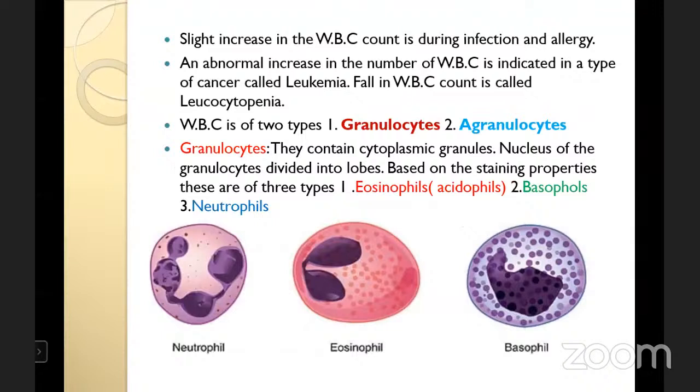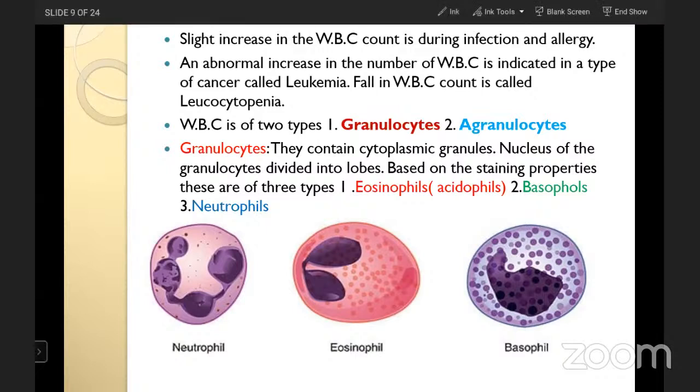Here, a slight increase in the WBC count occurs during infection and allergy. Usually when we have any infection in our body, the WBC count increases, which indicates that we have some infection somewhere in our body. And an abnormal increase in the WBC number indicates a type of cancer called leukemia. If it is increased a lot, that is called a type of cancer known as leukemia. Okay.